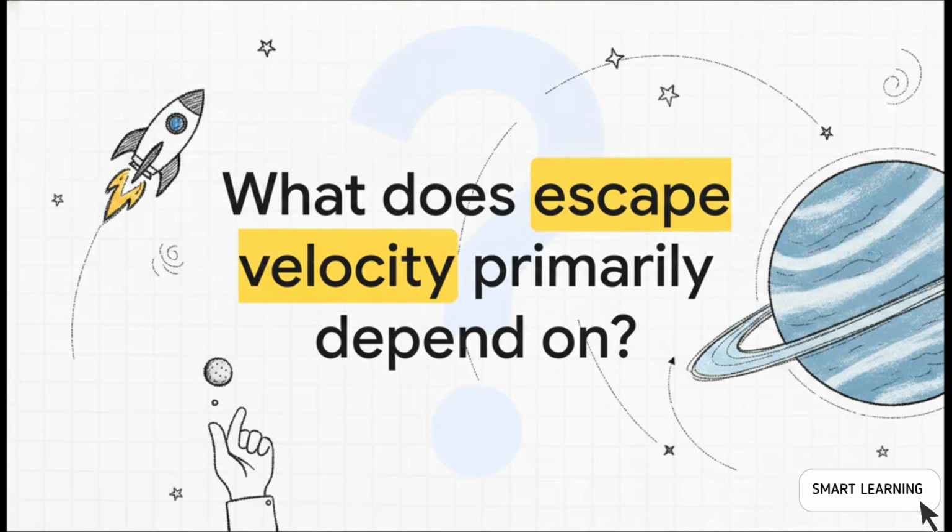All right, moving on to our next challenge. We're shifting scales here, from tossing a little projectile to launching something entirely out of a planet's gravitational grip. Here is the question. The escape velocity from Earth depends primarily on A. Mass of the object, B. Radius and mass of Earth, C. Air resistance, or D. Shape of the object. Think about the forces really at play when you're trying to break free from a planet. Go ahead and take a moment.